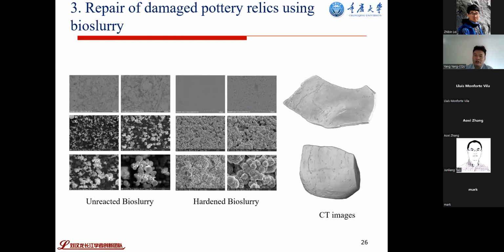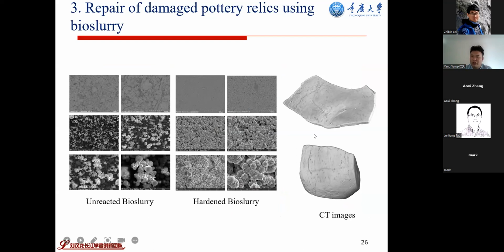And also, we do some CT tests and SEM. This is similar to the previous one. We can see the loose bioslurry after hardening becomes a dense layer, and also we see in this CT image that after healing, the crack has been sealed.